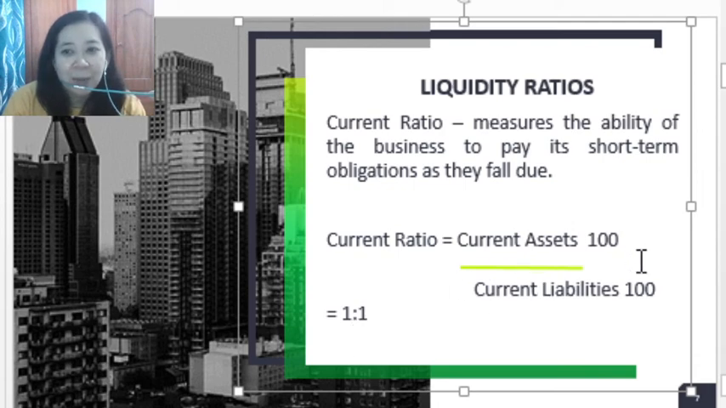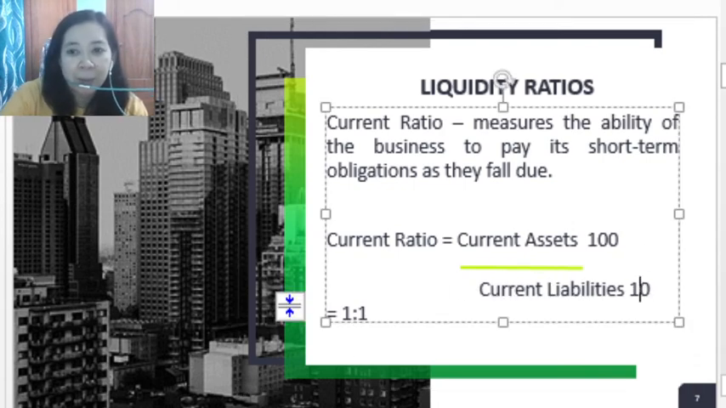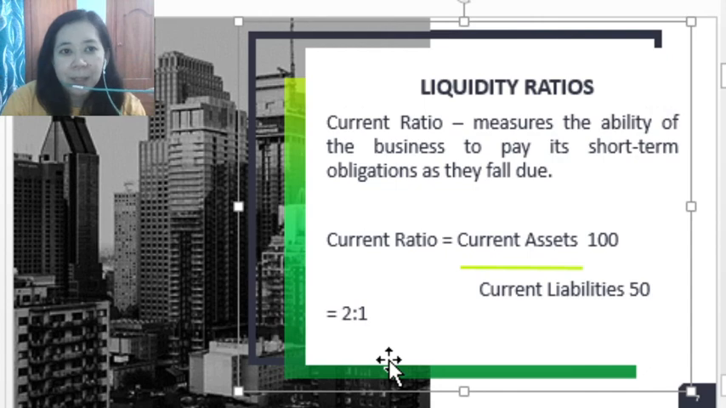But if we go back to our first illustration, for every 1 liability, there are 2 current assets that can be used to pay. So this is a much better ratio. This is our optimum or ideal ratio, 1 or more than 1. So that is for the current ratio.